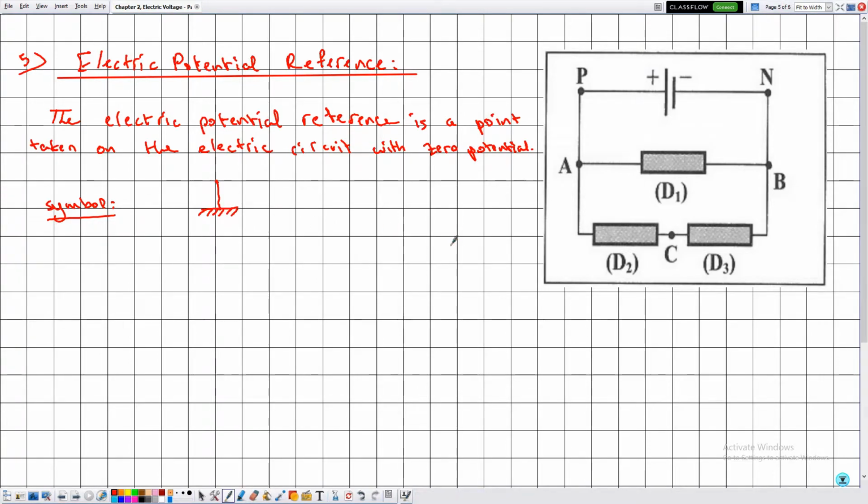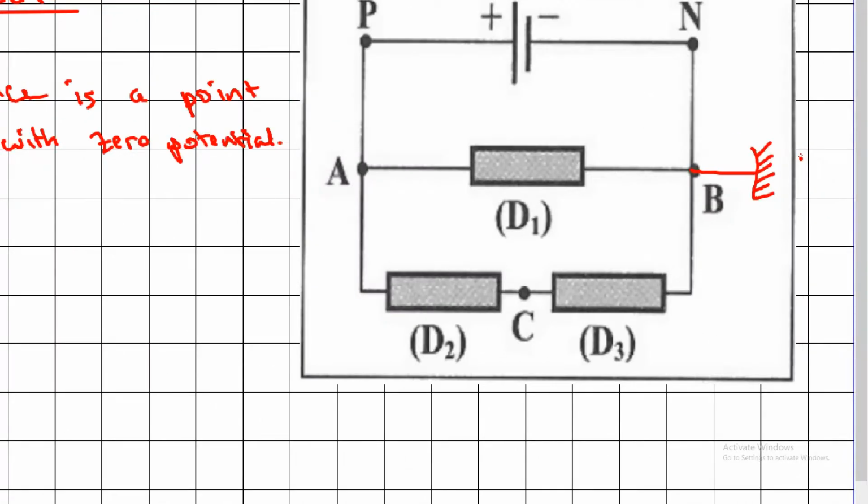It's exactly the same as the symbol of the ground or mass terminal of the oscilloscope. Okay, so let's suppose that in this case the point B is chosen to be the electric potential reference. So here on the electric circuit I will label the point B to be the electric potential reference, like this. Usually these legs are tilted.